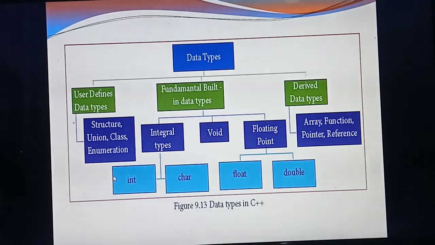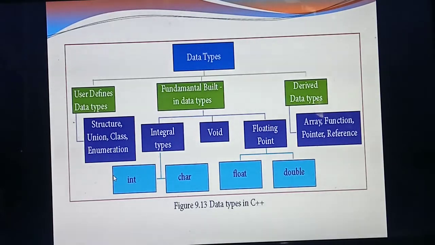Okay. The next type is the fundamental or built-in data type. Under the fundamental or built-in data type, there are three kinds of data types. How many kinds? Three. What are they? Integral, void and floating point. Normally we use this kind of data types in programs. Which kind do we normally use in a program? Fundamental or built-in data types. What are the fundamental data types? Integral, void and floating point.